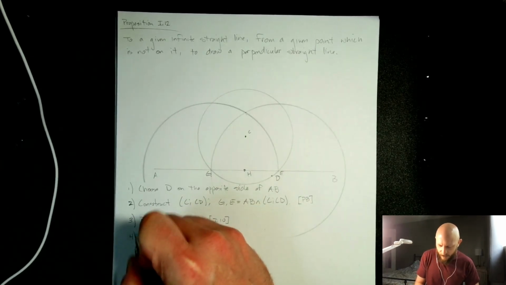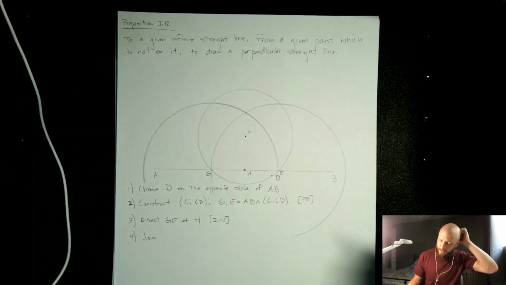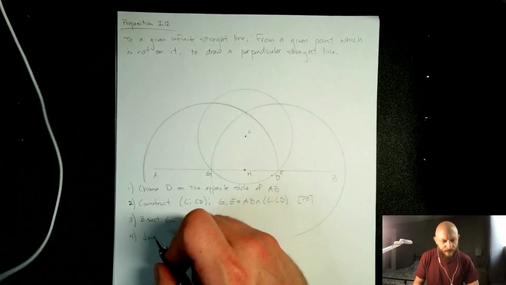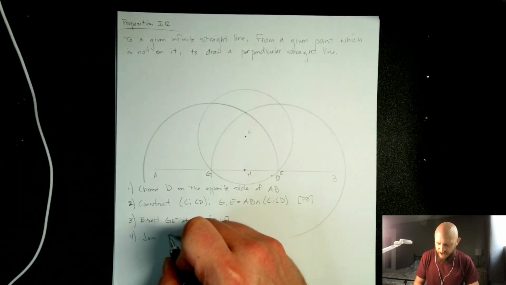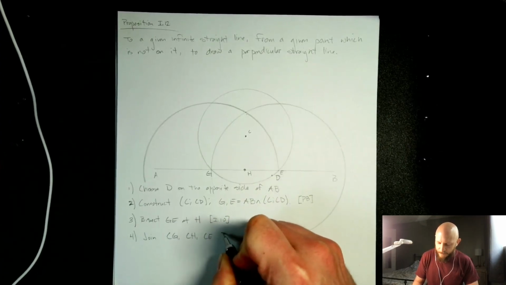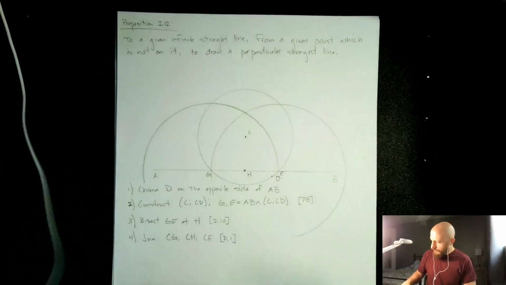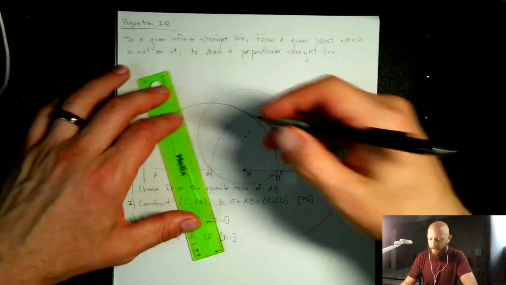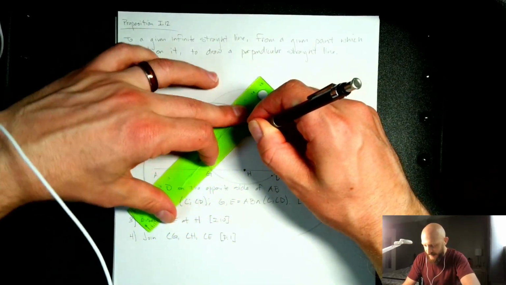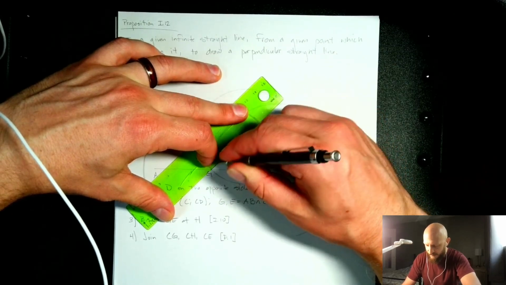Next, part 4, and this is really just setting up for the proof, except for actually drawing CH. But we're going to join CG, CH, and CE. And this is what? Postulate 1, yeah. So CH is the line that we wanted, but we need to make CG and CE in order to prove that that's the line that we wanted.